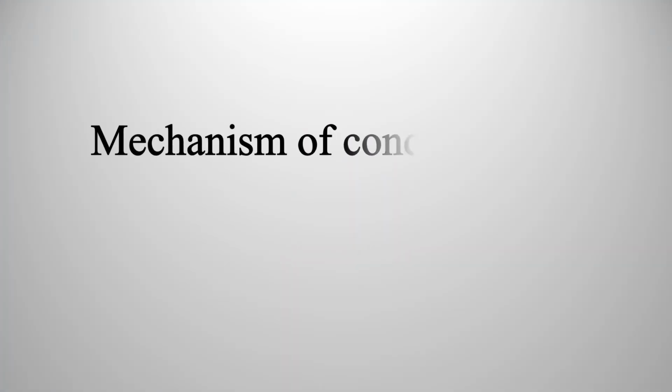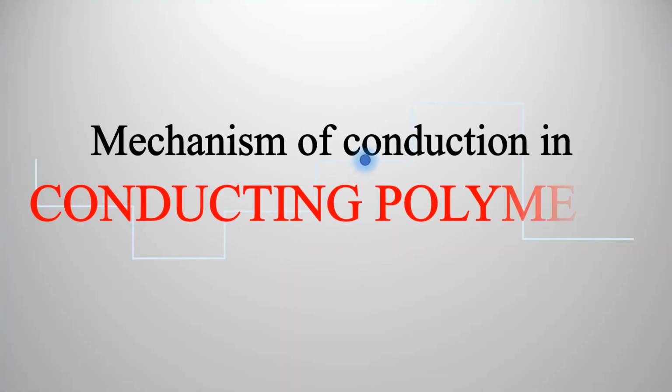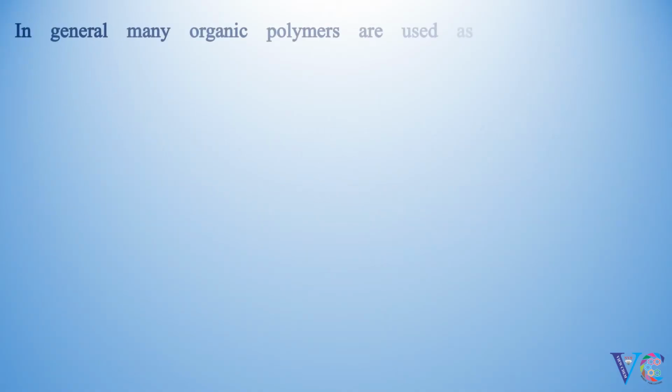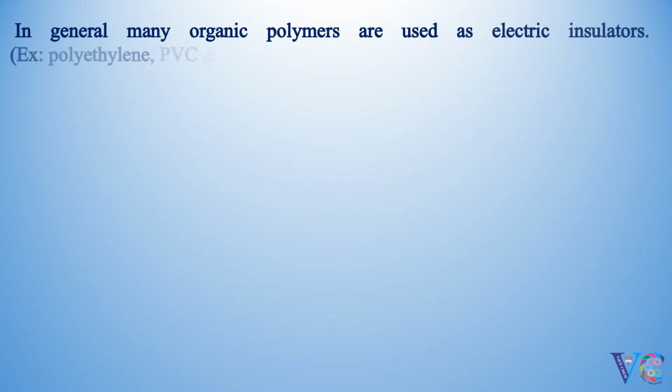Mechanism of conduction in conducting polymers. In general, many organic polymers are used as electric insulators. For example, polyethylene, PVC, and Teflon.